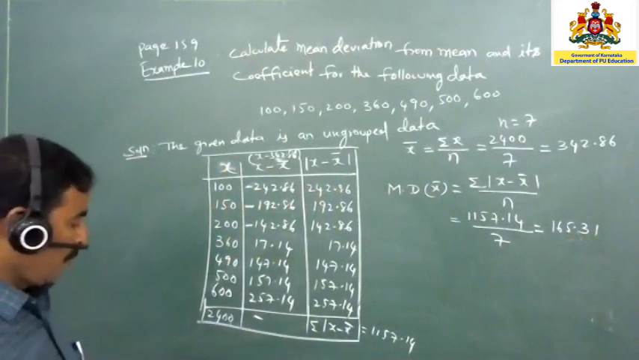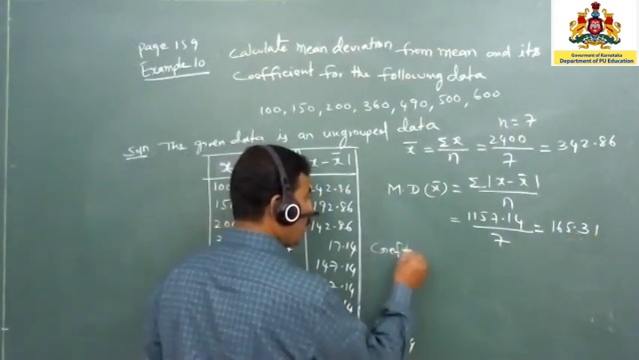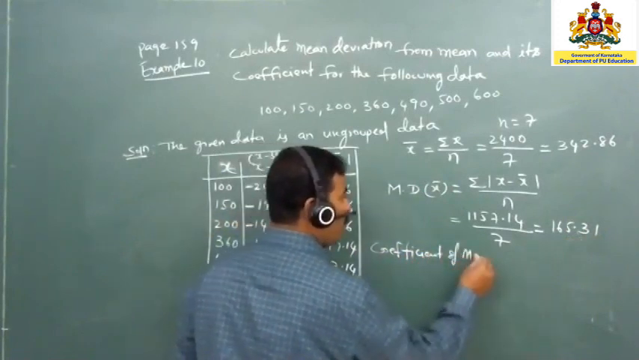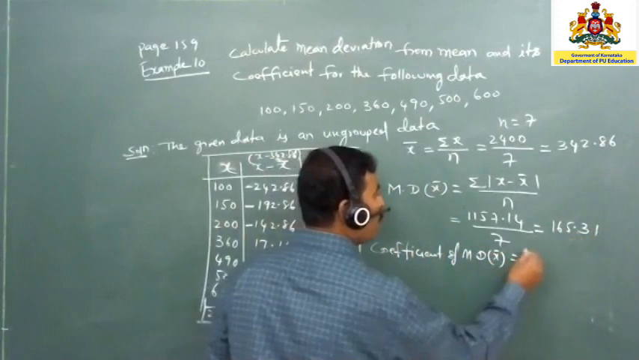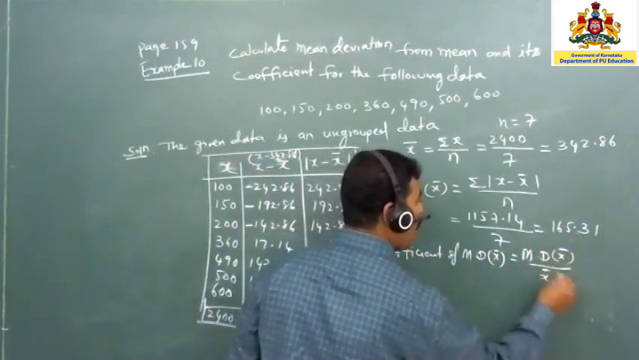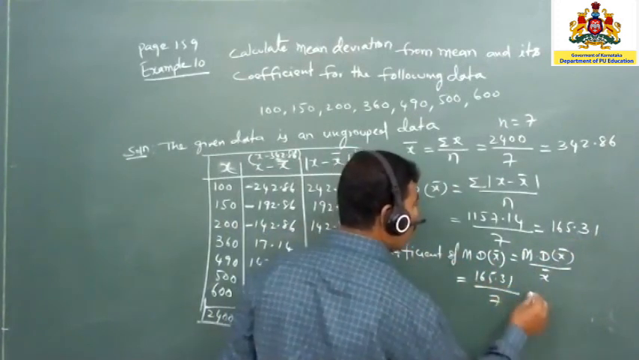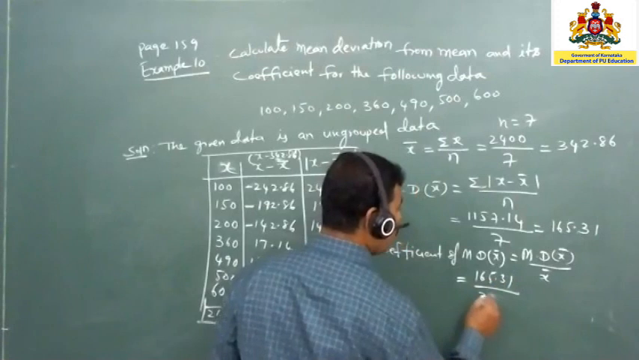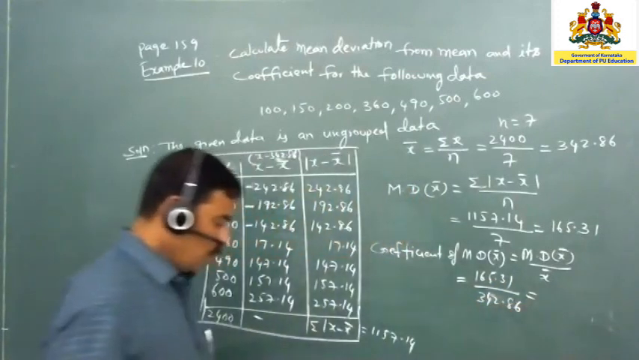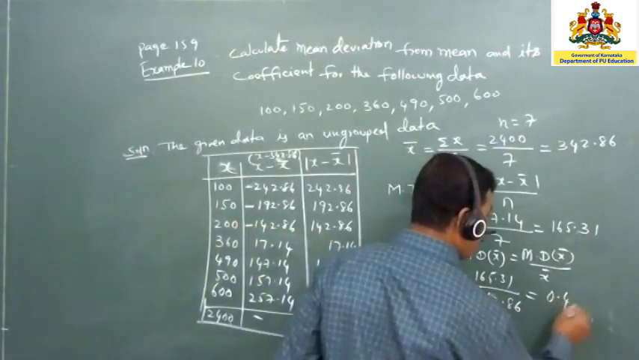Then the coefficient of mean deviation from mean equals mean deviation from mean by mean, which is 165.31 by 342.86, equal to 0.482.